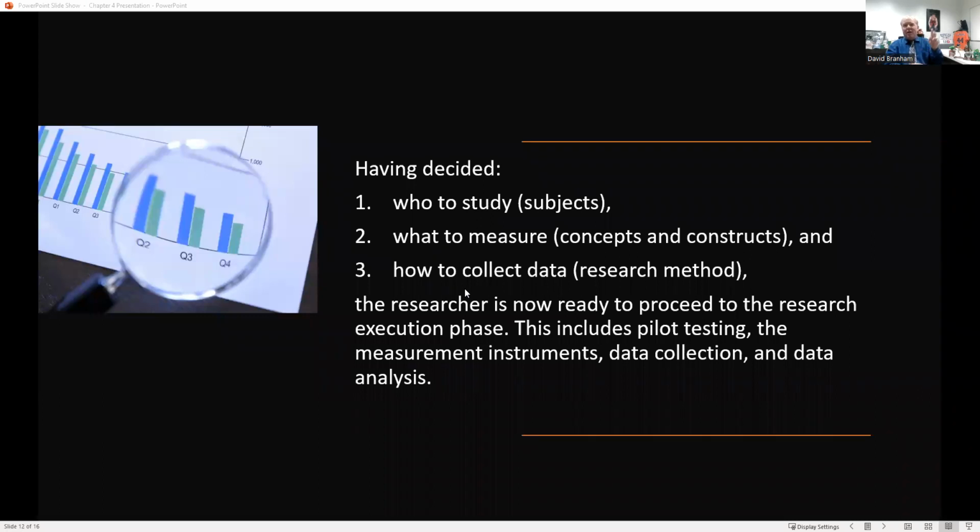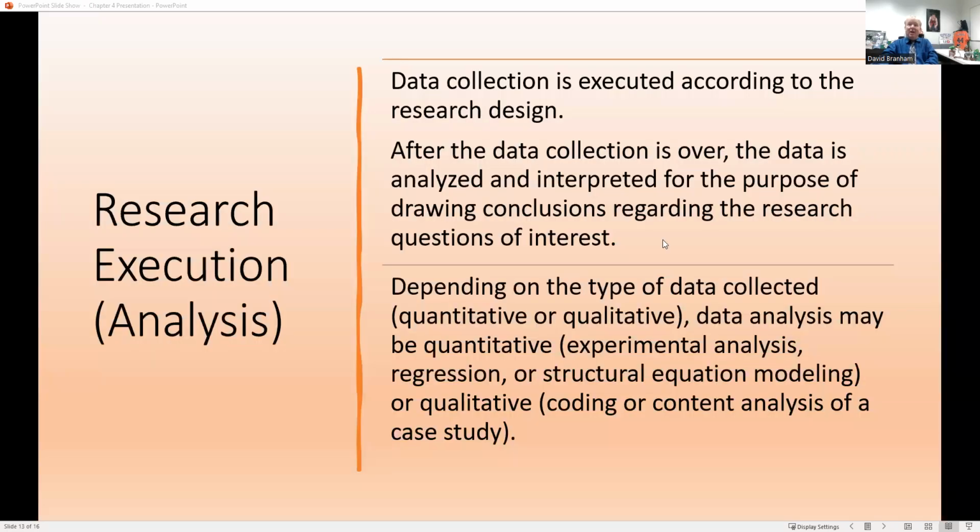Having decided who to study, what to measure, and how to collect data, the research is now ready to proceed to the research execution phase. That's the last phase. It includes pilot testing the measurement instruments, data collection, and data analysis, and then the publication at the end. So data collection is executed according to the research design. All of it is pre-planned. After the data collection is over, the data is then analyzed and interpreted for the purpose of drawing conclusions regarding the research questions of interest.